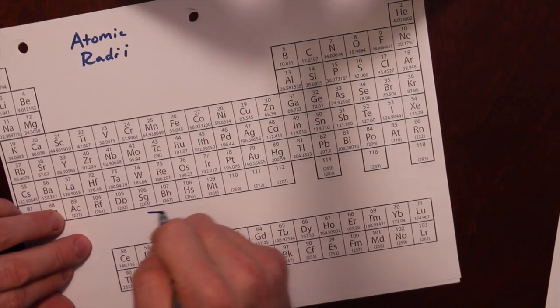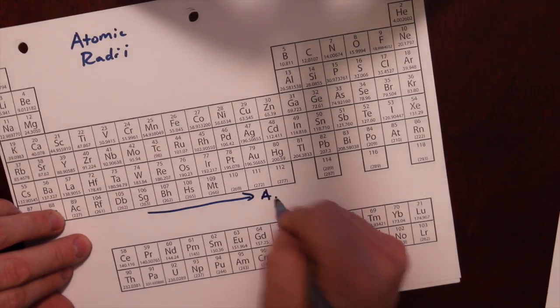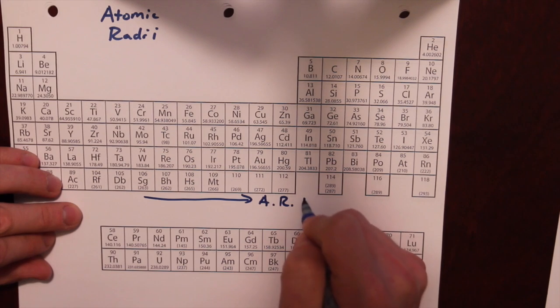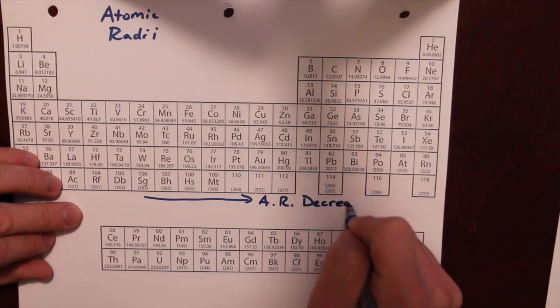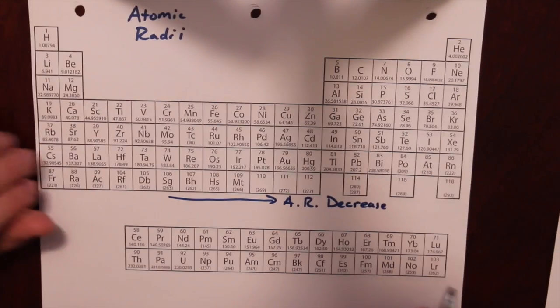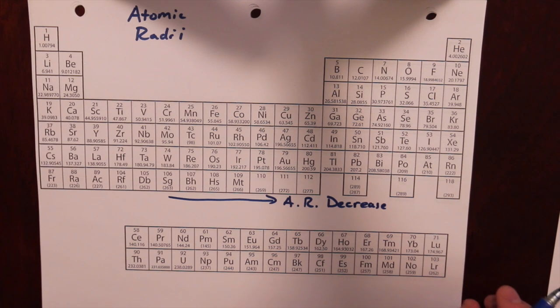Alright, so as we go across this way, our atomic radius decreases, and this is due to the increased number of protons.